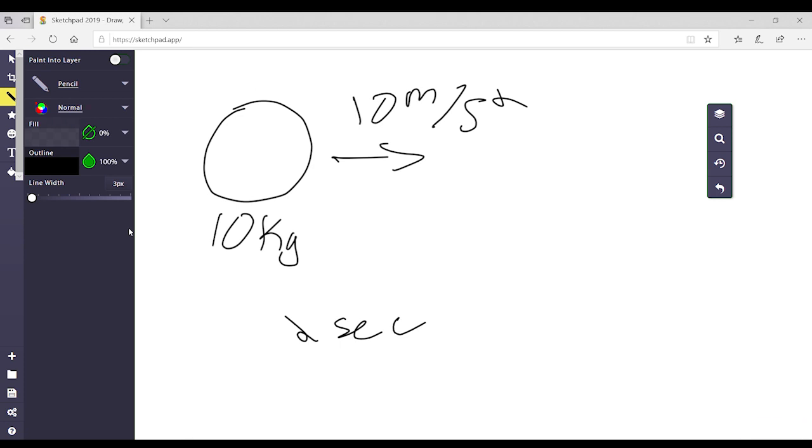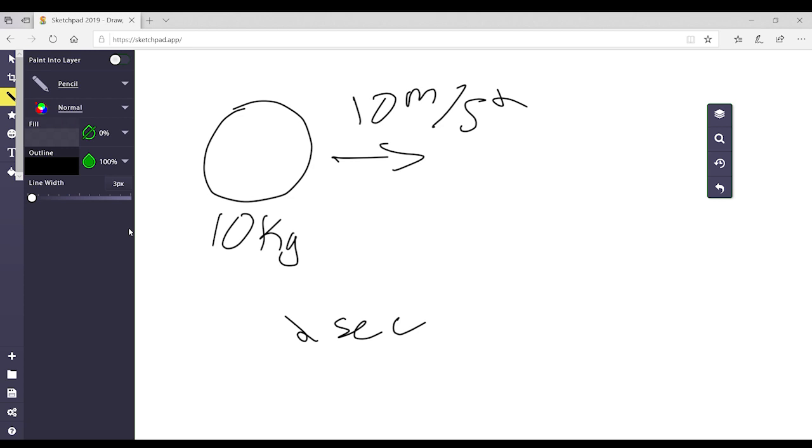So you're moving the ball at 10 meters per second squared, a 10 kilogram ball, for 2 seconds. So you're moving this with a force for 2 seconds. So that's basically just what an impulse is. But now we're going to relate it to momentum.